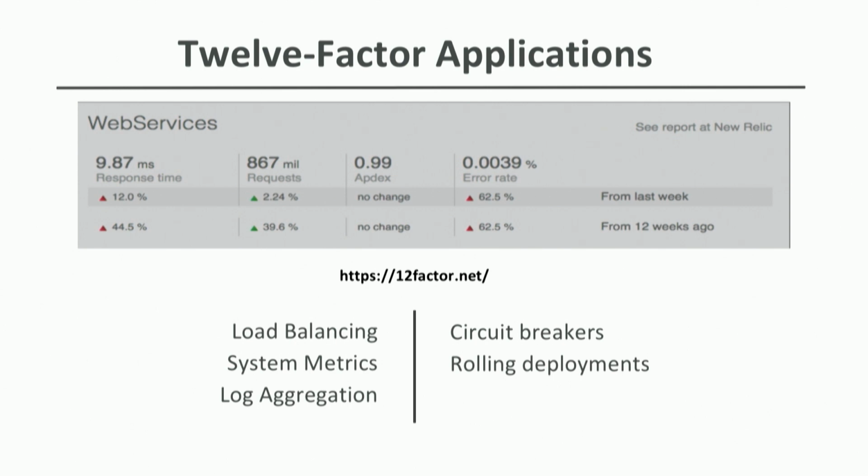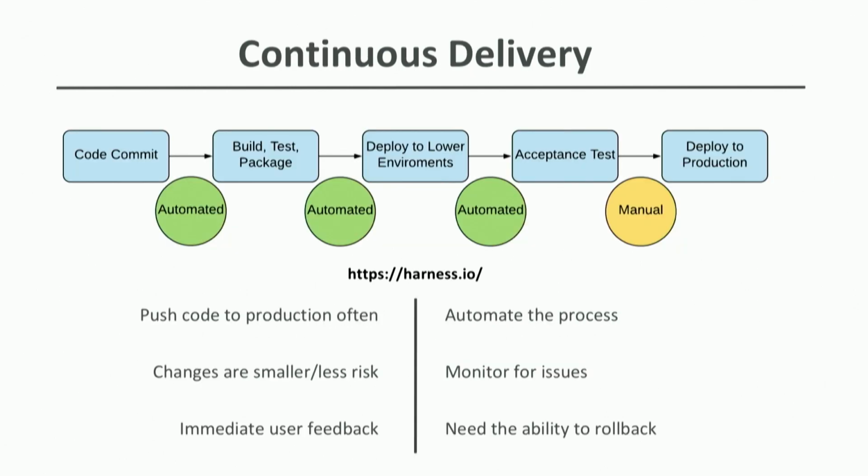So load balancing, metrics, log aggregation, circuit breakers for third-party calls, and most importantly, rolling deployments. So even if you're in a data center today, and even if you have a big monolithic app like we do, you can still do continuous delivery and not be in the cloud. We are actually using a tool called Harness. There are other tools that are similar. One's called Spinnaker. I'm sure people are familiar with Spinnaker. But basically, these tools automate the continuous delivery side of your CI/CD pipeline.